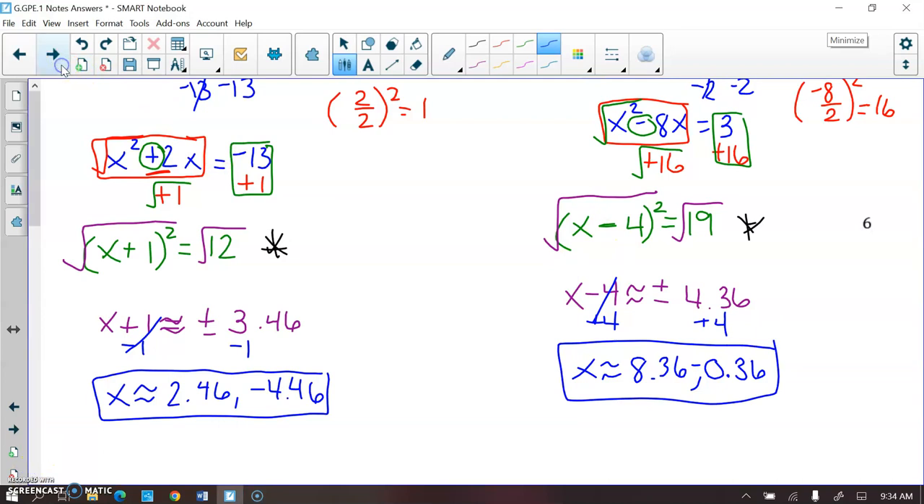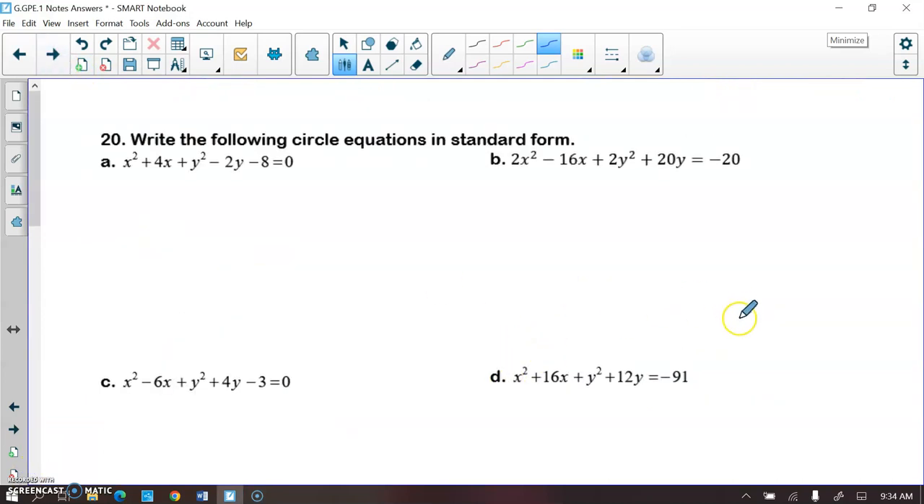Okay, so let's now do this with circles. For letter A, my coefficients of x squared and y squared are 1. So we can start by getting all the constants to the other side. The only constant I see is this 8, so I'm going to add it to the other side.